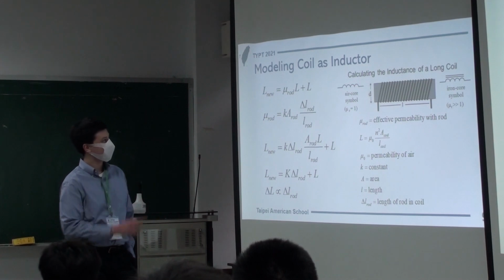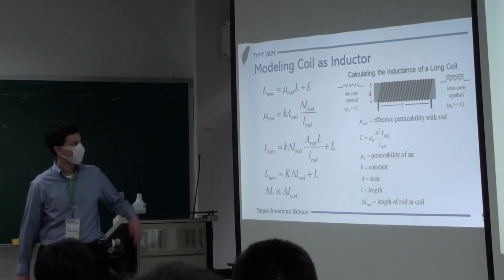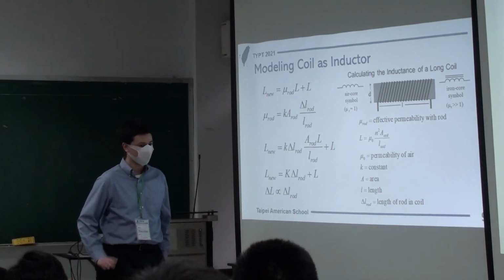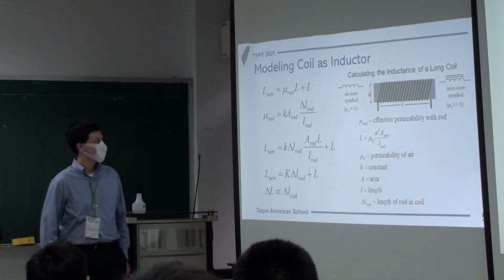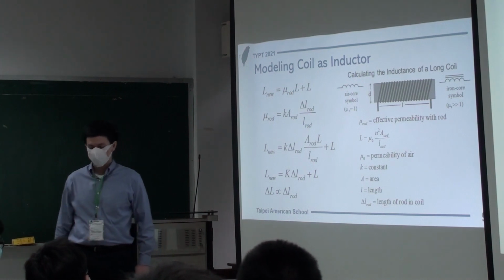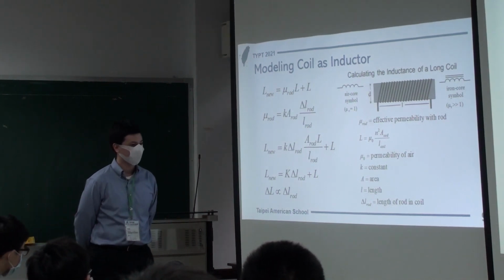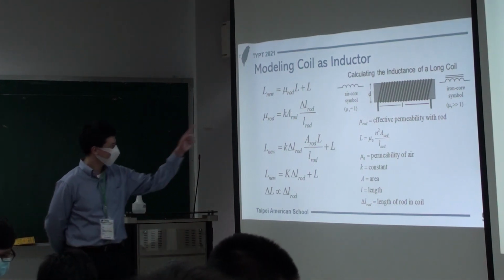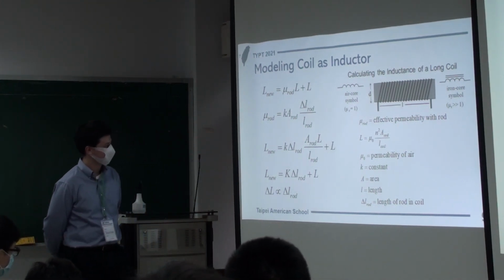So then we can model the coil as an inductor, and we can see that the inductance is going to change when the rod is inserted. The L is going to be the inductance without anything present, just the coil, and the mu rod times L is going to be the added inductance due to the presence of the ferromagnetic object. And we already know what the permeability of the rod is. We just derived it on the last slide.